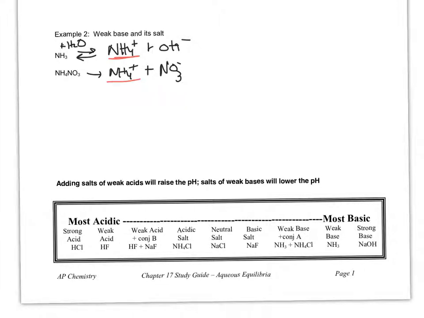So let's look at how that would shift the equilibrium for our ammonia here. So if I'm adding more NH4 plus, the reaction or the equilibrium will shift to the left again. So it would produce more ammonia, use up some of the extra NH4 plus that I added, not all of it, so that would still increase. It's also going to use up some of the hydroxide ion. So let's write that down.